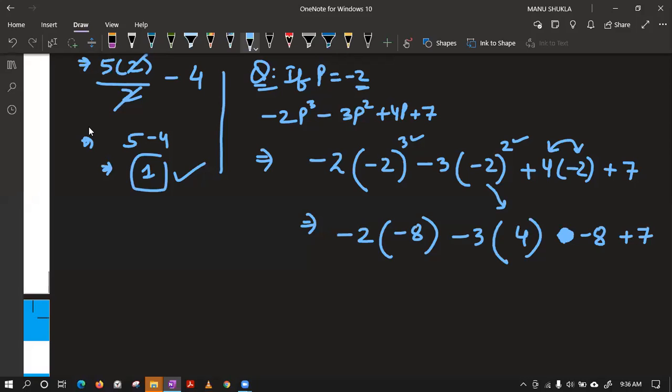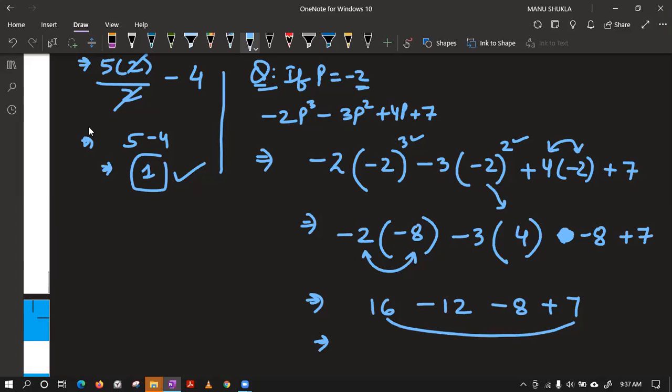Now you can easily solve this. Now we will open all the brackets. Minus 2 into minus 8 will give you 2 8s are 16 and there are two negative signs become positive. Minus 3 into 4 will become minus 12, minus 8 plus 7. Now positives will add. 16 plus 7 will give you how much? 23. And minus 12 minus 8 will give you minus 20. The answer is 3. I hope this question is clear to everyone.